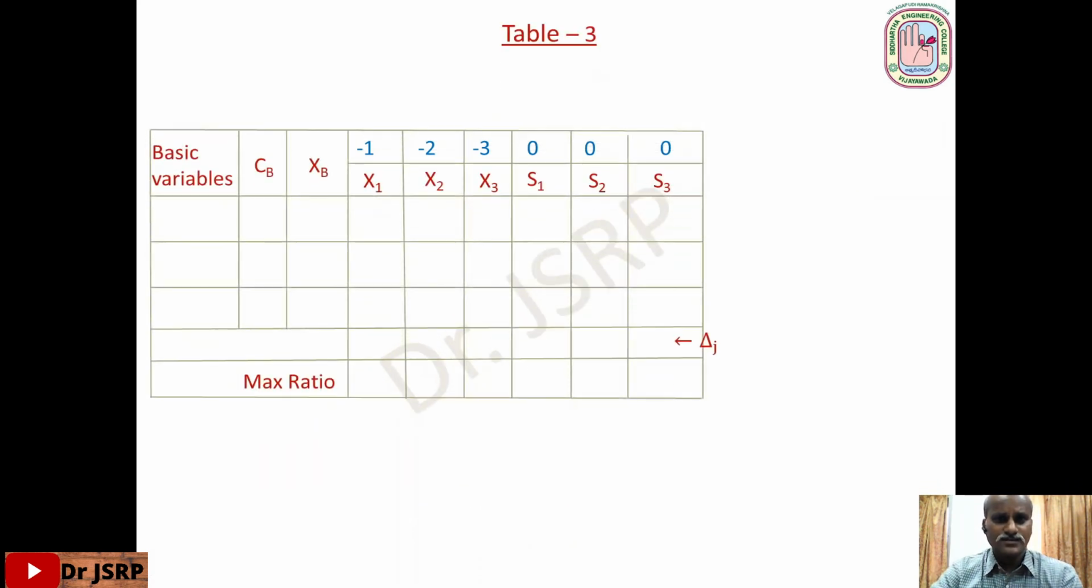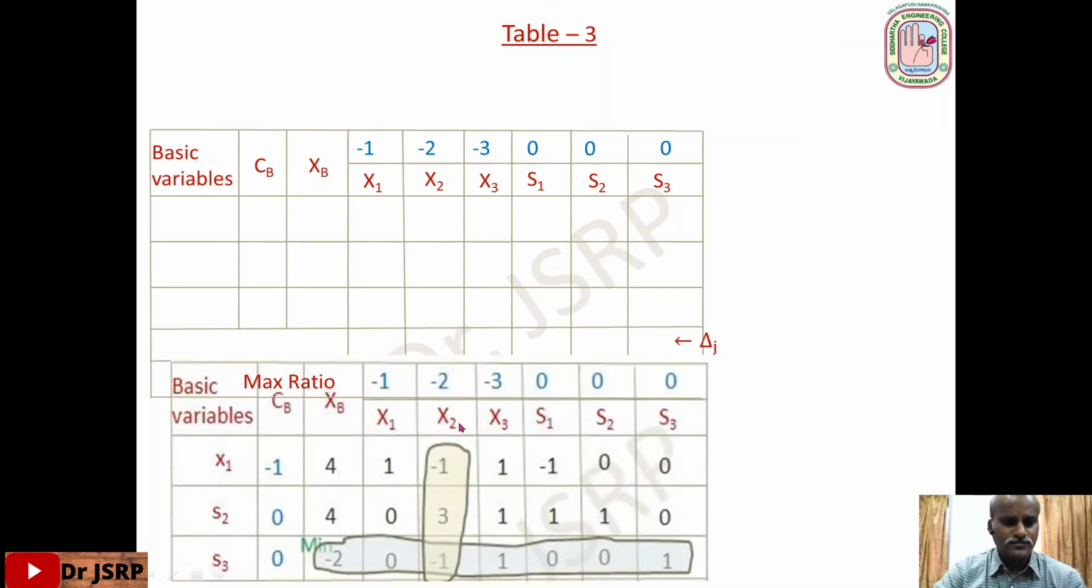This is table 3. Now take the structure of the table and consider the previous table. S3 is replaced by x2 in the third position and the other two positions remain as is. Next, x1 cost minus 1, S2 cost 0, x2 cost minus 2. First step, divide the pivot row by the pivot element minus 1. So 2 by minus 1 is 2, 0 by minus 1 is 0, minus 1 by minus 1 is 1, 1 by minus 1 is minus 1, 0 by minus 1 is 0, 0 by minus 1 is 0, 1 by minus 1 is minus 1.